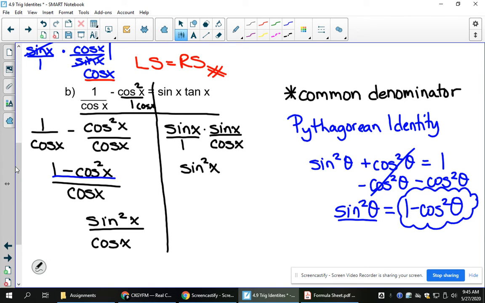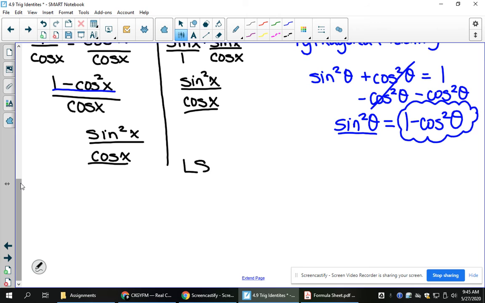Sine x times itself is sine squared. 1 times cos on the bottom. And that's all I have to do on that side because now left side equals right side. Say that always and end your proof.